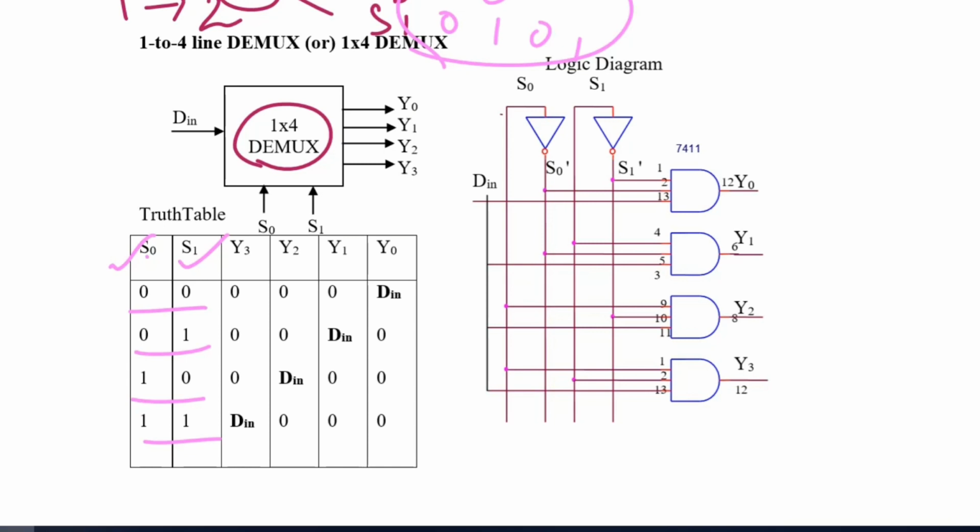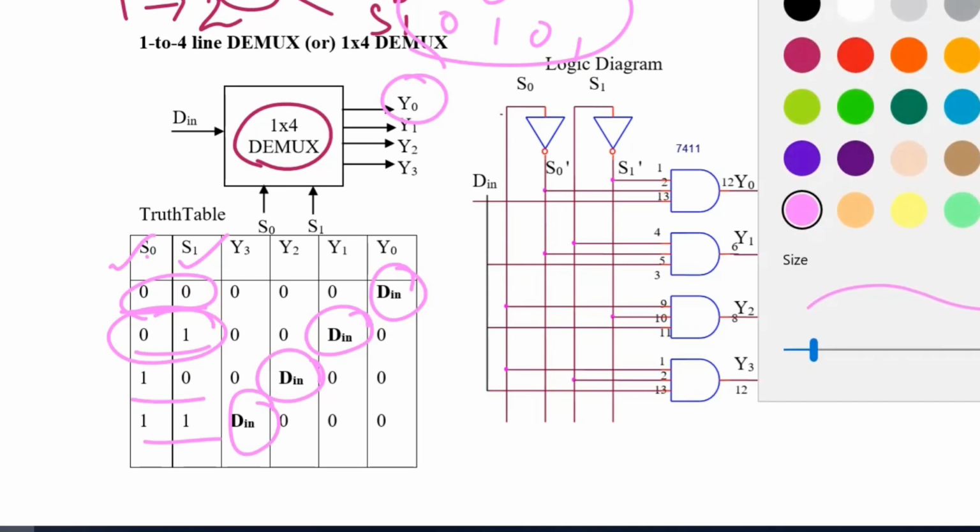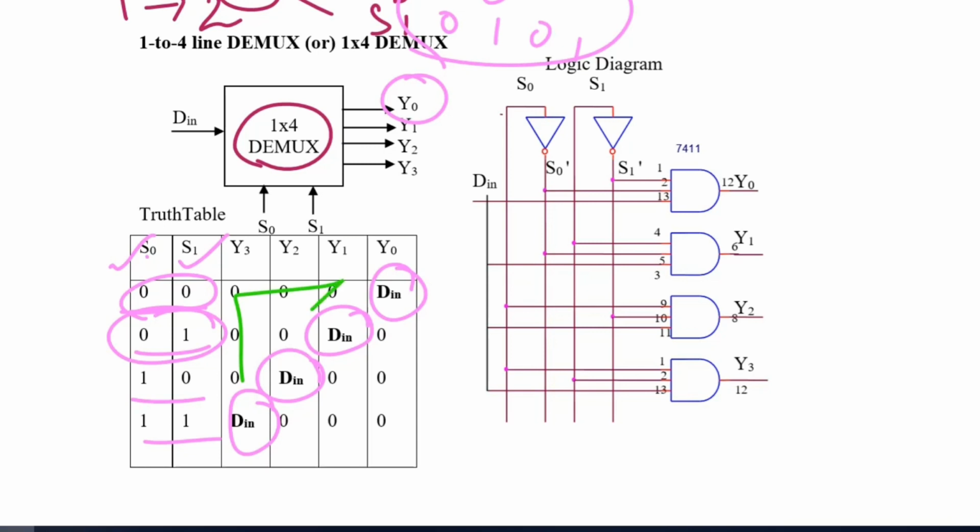So when you get the first combination, the first output, Y0, gets the input. Then for the second combination, Y1 receives the input. For the third combination, Y2. Then the fourth combination, Y3. So all the others are 0. Hopefully you can understand. So how to write it?